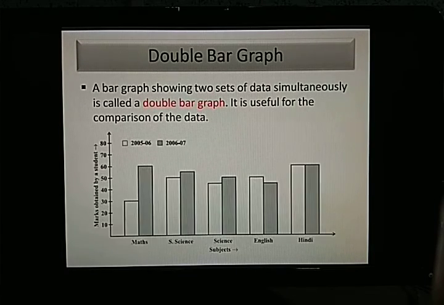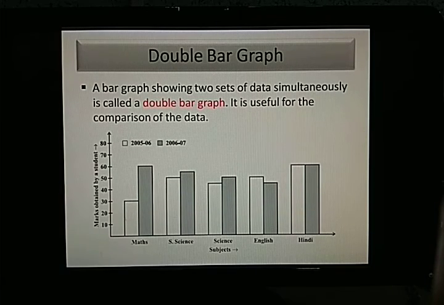Okay, let us see. You can see here, similarly to a bar graph, the same thing. There are similar gaps, similar widths. Everything is the same, but you can see here two bars are given simultaneously, and the colors are also different, just to distinguish between the two sets of data. So why is this done? This is done if you have to compare two sets of data simultaneously.